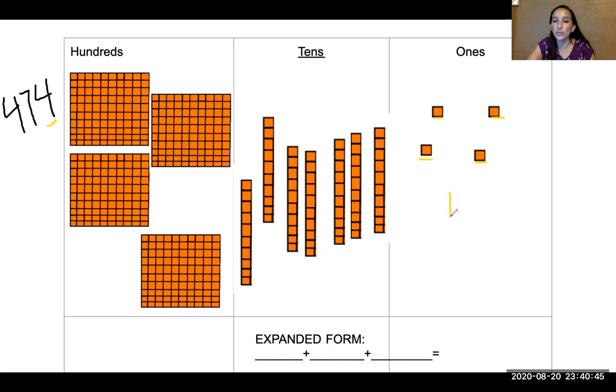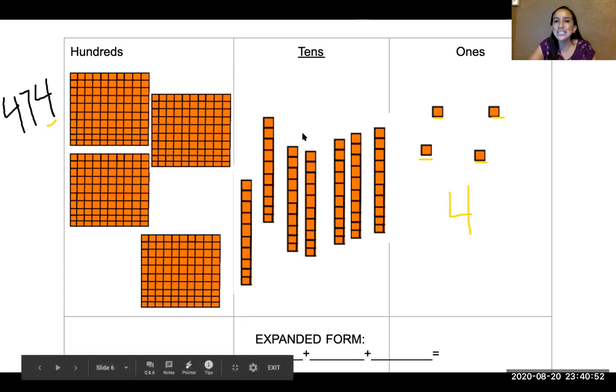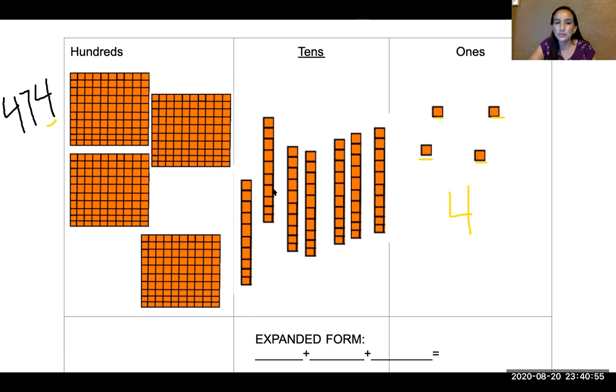So 4. We are decomposing our numbers, breaking apart. Now, if somebody else can tell me, how many tens do we see? Good, we see 7. Let's write that in. Since this is 10, we're going to count by tens until we get to the number that it is. 10, 20, 30, 40, good job, 50, 60, and 70. So we're going to write it right there.